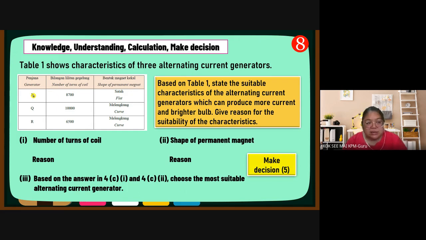Questions 5 and 6 are comparison questions, so you have to compare. Then after that, questions 4 and 3 are simple questions, with just one more application.